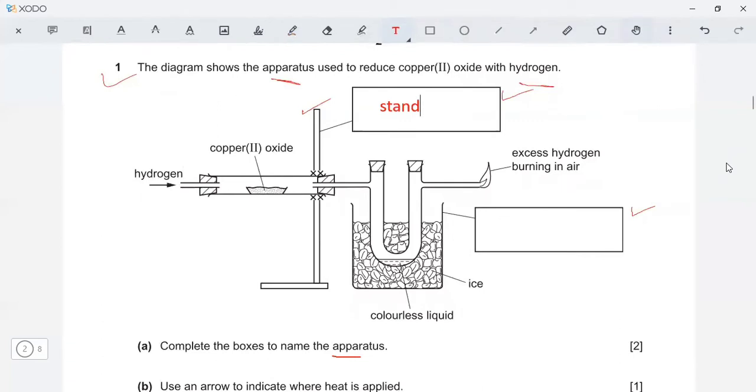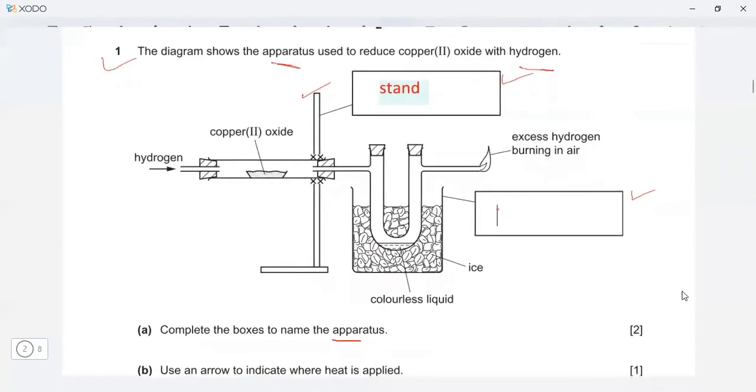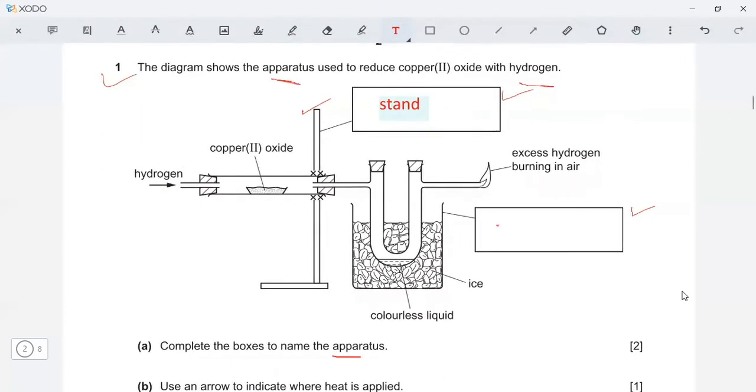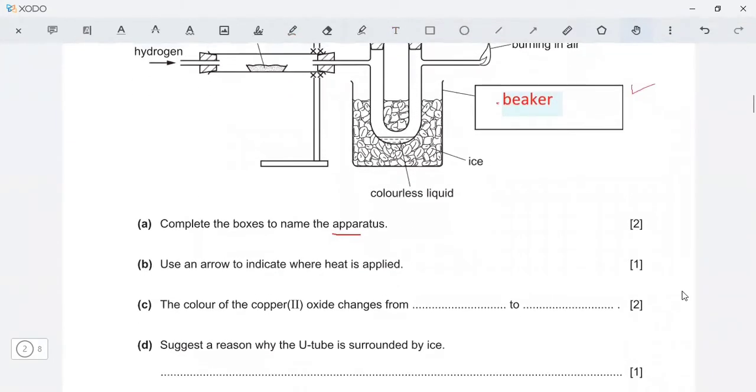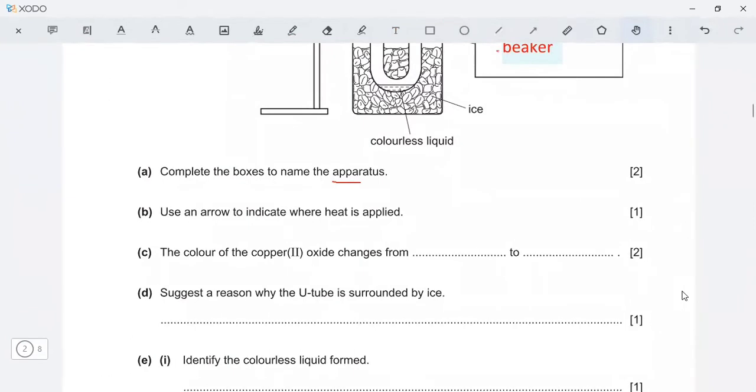And the next box you can fill with the answer here. What is it called? It's going to be the beaker. This is a beaker, right? So right here, it's going to be the beaker. So you have already filled it, so you're going to get 2 marks for this question. Very simple, right? Now let's move on to B.